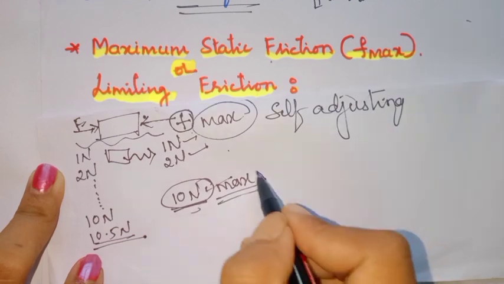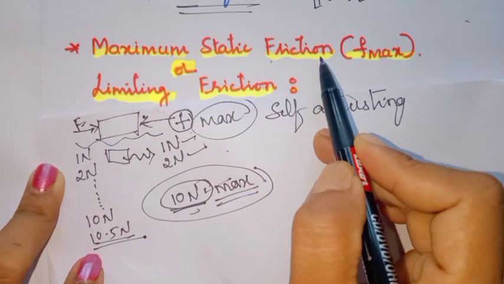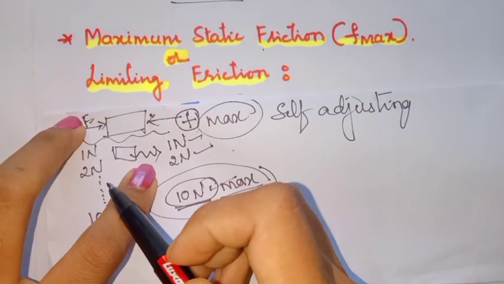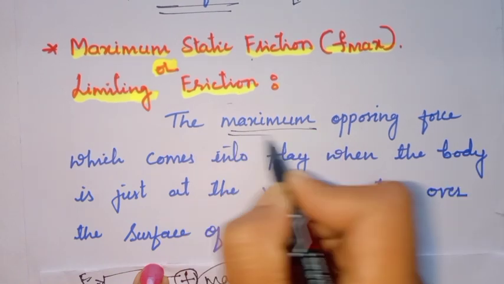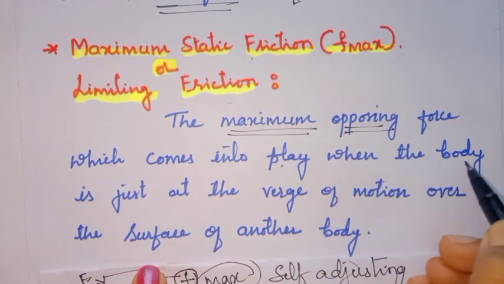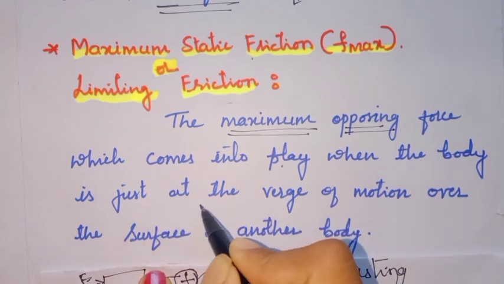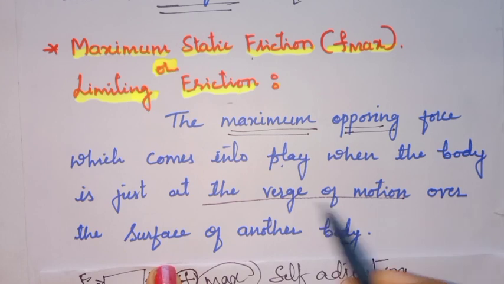And to this value only, we call it the maximum static friction or limiting friction. So let's see the definition of limiting friction: the maximum opposing force which comes into play when the body is just at the verge of motion over the surface of another body. Here, what does it indicate?